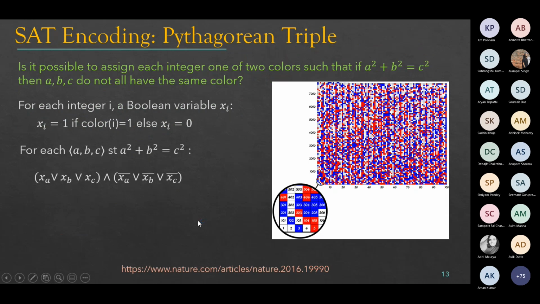Now let us try to map this problem into a SAT problem. How do we do that? So basically for each integer i, we define one Boolean variable. So you have to come up with a Boolean formula at the end, right? And we set xi to 1 if we assign, say, blue color to integer i, right? So we assign xi to be value 1 if we assign blue color to integer i.